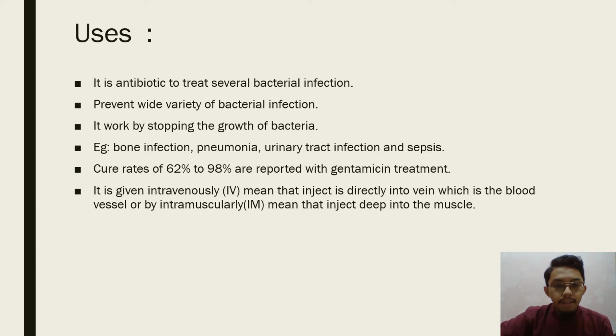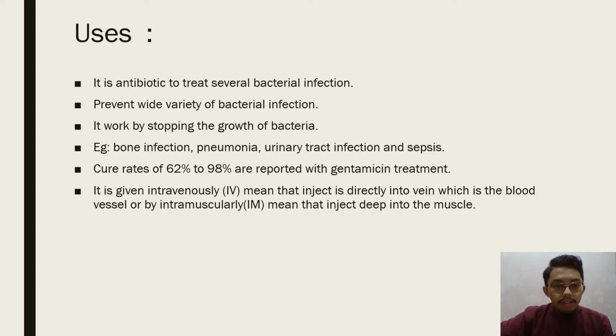Bone infection means that there is infection in your bone. Then pneumonia means that you have infection in your lung. And then urinary tract infections mean that you have infection in your urinary tract, like the kidney and bladder. And then sepsis. Sepsis means that you have infection in your blood vessels. Based on cases from the hospital, 62% to 98% of patients with infection are cured with gentamicin treatment.